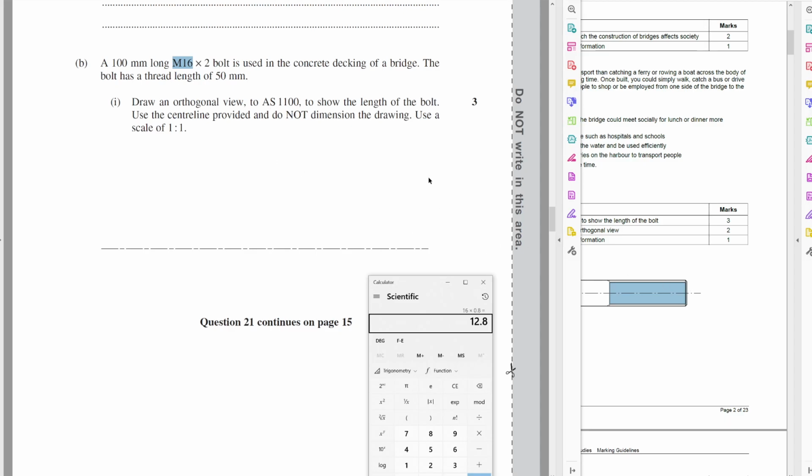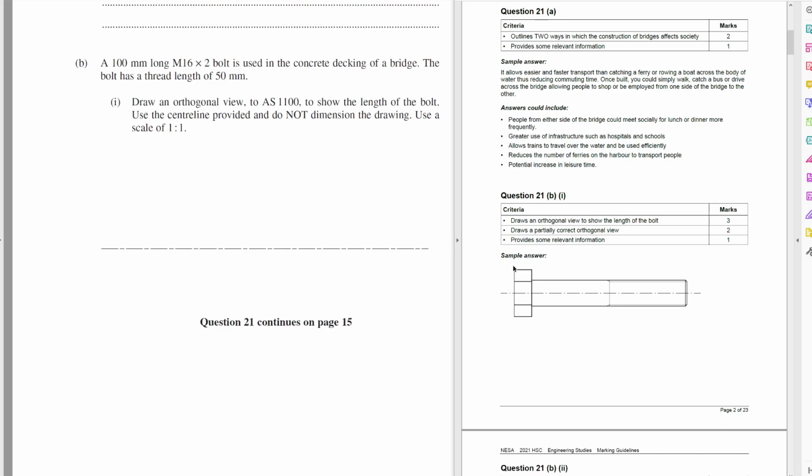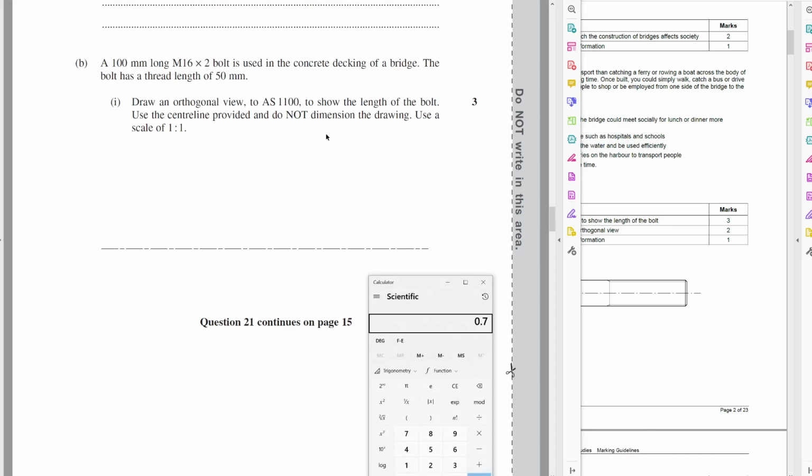They want you to draw the 100mm bolt. That's fine. They want you to see that the thread length is only 50mm. They also want you to know the thickness of the bolt here, right? So the bolt head, it's interesting that it's labeled that. Okay, the bolt head, so we say head at 7, nut at 8. So it's 0.7 times 16, which is 11.2.